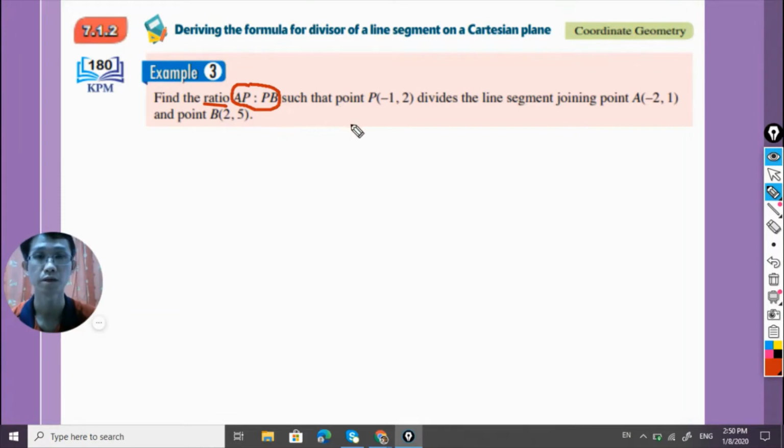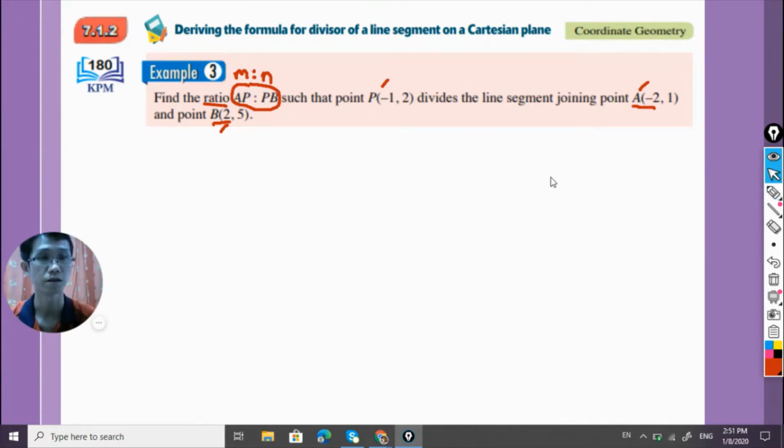ratio to PB such that the point P(-1, 2) divides the line segment joining point A(-2, 1) and point B(2, 5). So basically you are given all the points, the internal point and the two end points, but not the ratio. This time you are requested to find the ratio of m to n, given the points. As usual, to solve this kind of question you have to sketch.